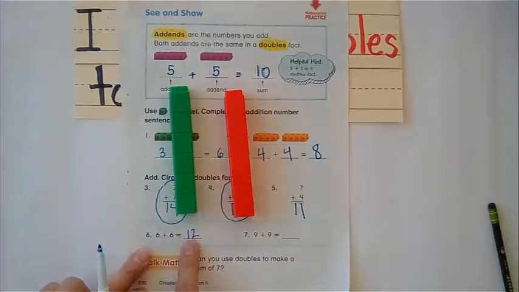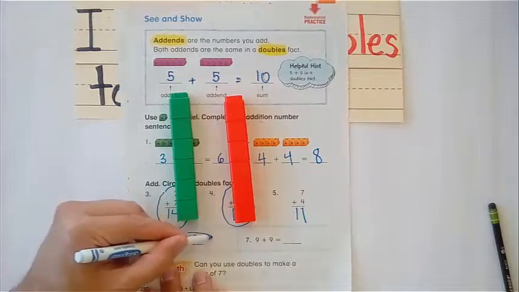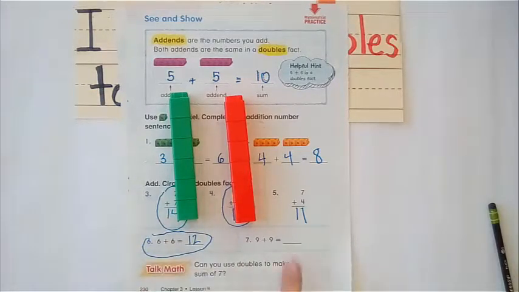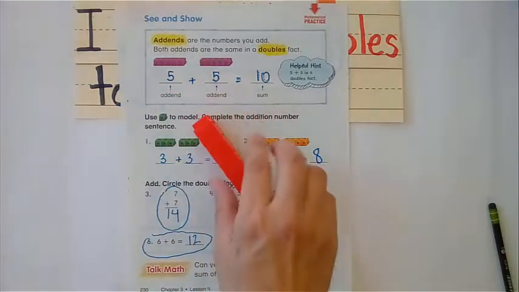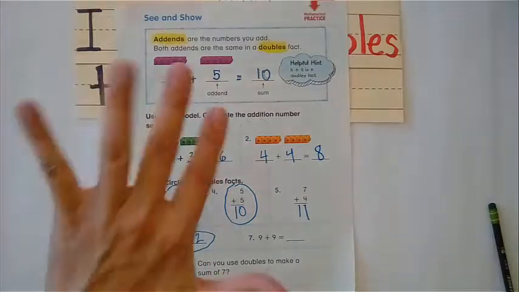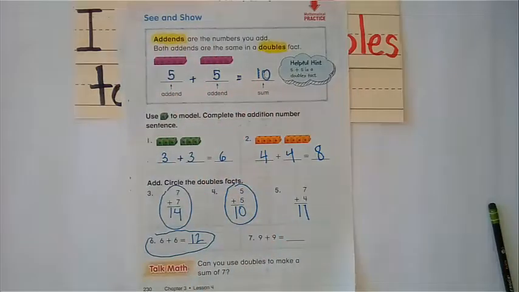Now, do I circle that? Yes, I do, because it is a double. So let's circle that. How about 9 plus 9? Well, again, I don't have 9 fingers on each hand, so let's use our blocks.